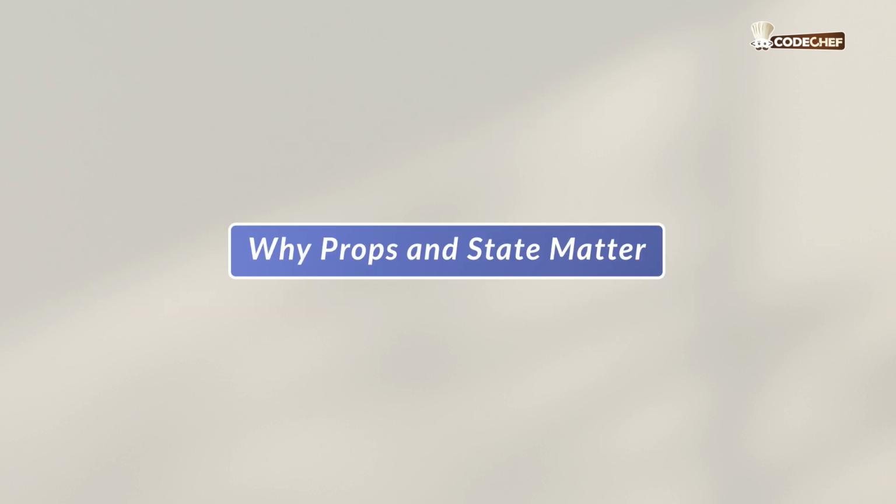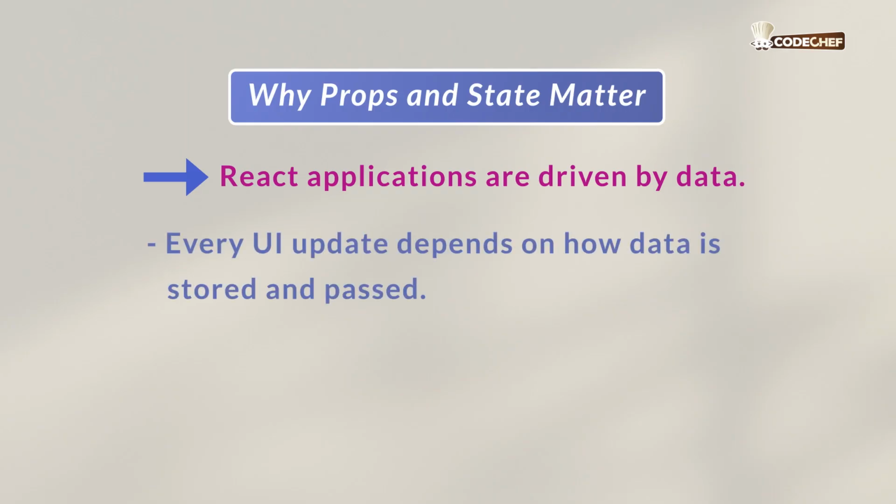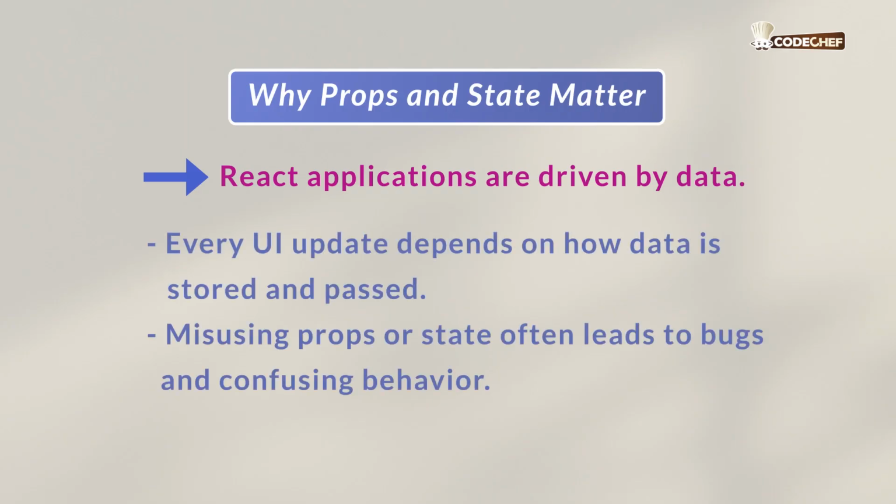React applications are built entirely around data. Every piece of information you display on the screen comes from either props or state. If data is handled incorrectly, it often leads to bugs, unexpected UI behavior, or components that are hard to reuse. That's why understanding how props and state work is foundational to writing good React code.